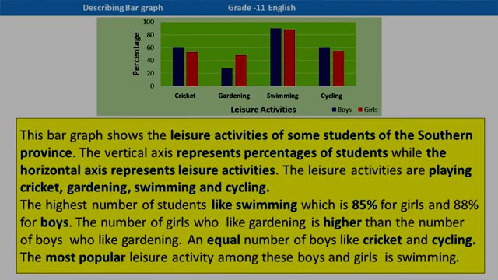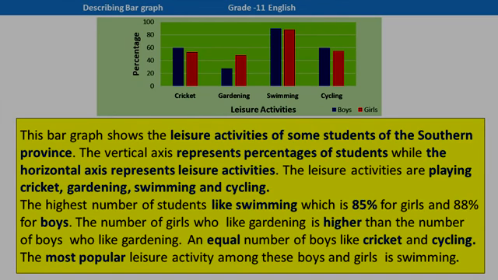Let's discuss the answers, right? You can see the graph here and we'll check the answers, right? This bar graph shows the, right? Now you know the answer. It is given in the question itself, right? This bar graph shows the leisure activities of some students of the southern province. Our second sentence is the vertical axis represents, you can see, percentages of students, while the horizontal axis represents leisure activities. The leisure activities are, you can name them, cricket, gardening, swimming and cycling.